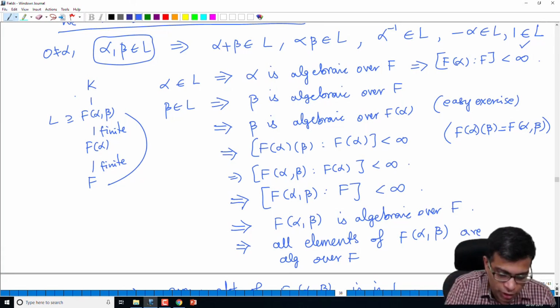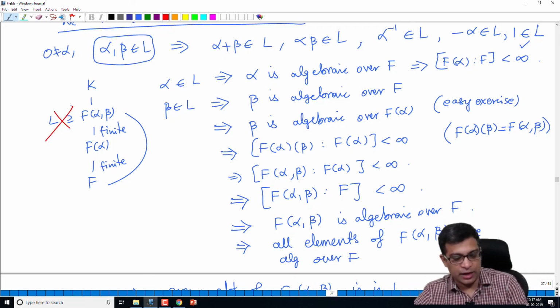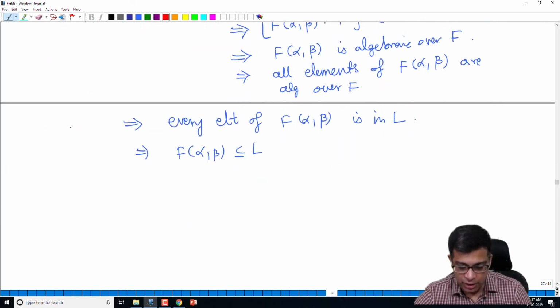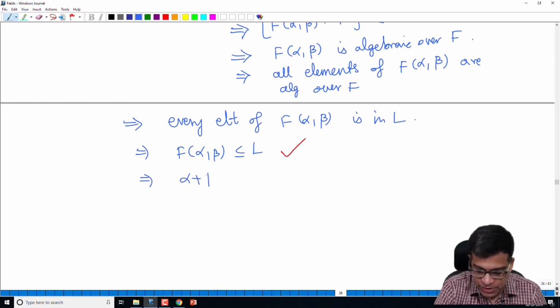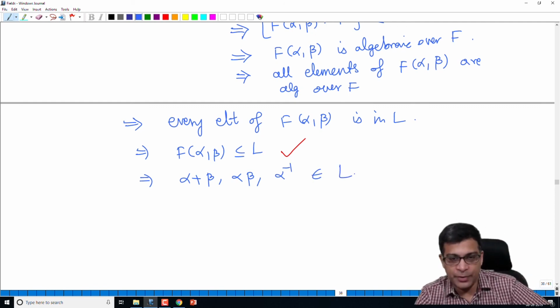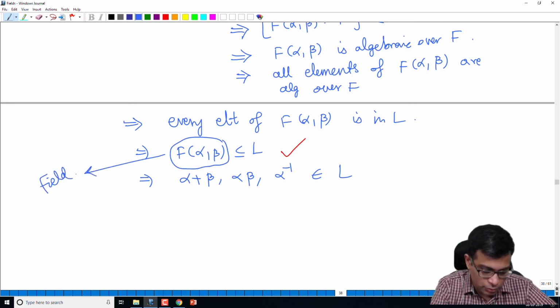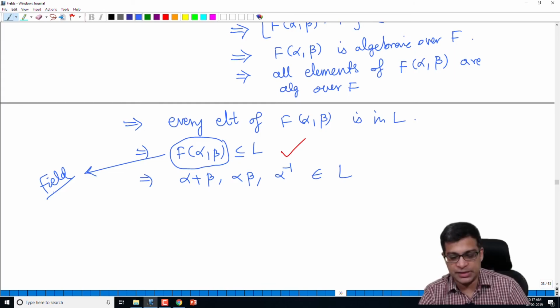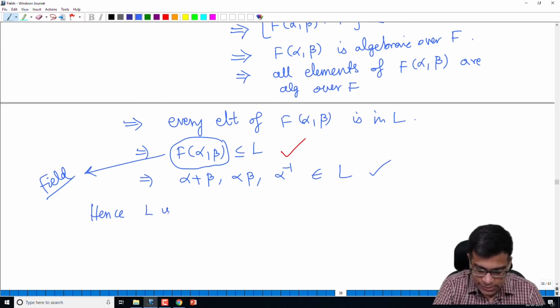So I should not have written this earlier because I was going to show this, right? F is there, alpha and beta are there. That doesn't mean a priori that F(alpha, beta) is in L. Now we can say that it is in L. That means alpha plus beta is there, alpha beta is there, alpha inverse is there if alpha is non-zero, right? Because F(alpha, beta) is a field. And if two elements are there, their sum is there, their product is there, inverses are there, everything is there. So hence L is a field.